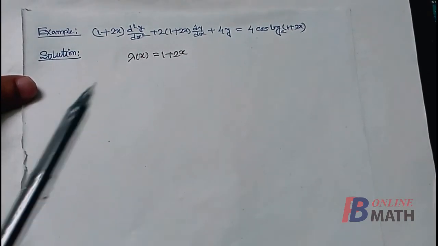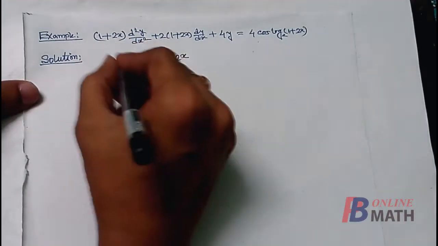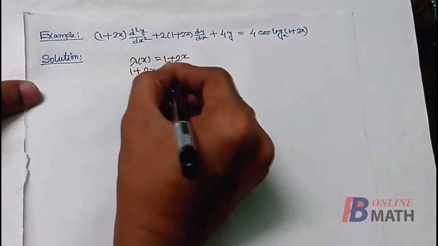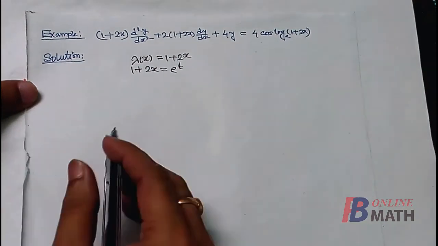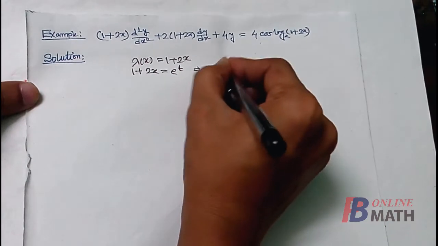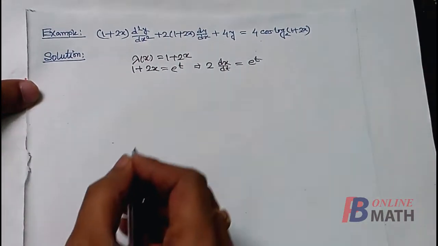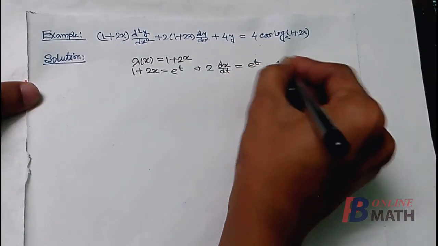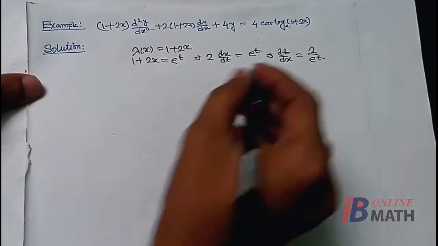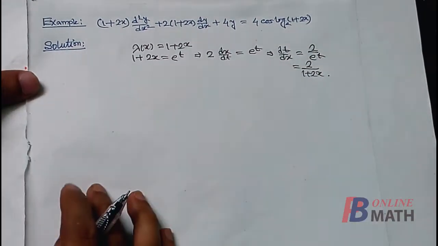First of all we have to convert this equation to an equation having constant coefficients. For that reason we need to replace lambda x equal to e to the power t, so we are replacing 1 plus 2x equal to e to the power t. Now differentiating this with respect to t, we shall find that 2 into dx dt equal to e to the power t. So from here we find that dt dx equal to 2 by e to the power t, and it is equal to 2 by 1 plus 2x.